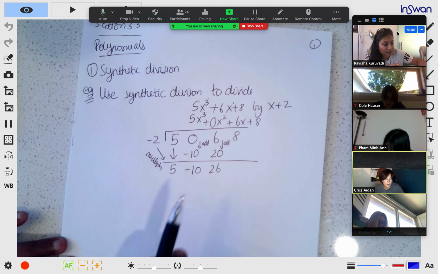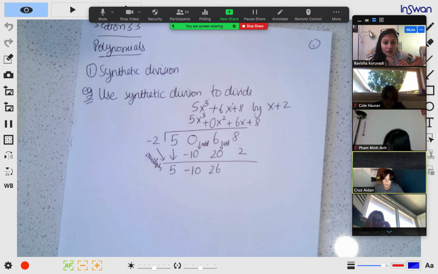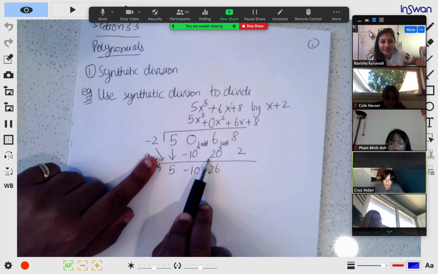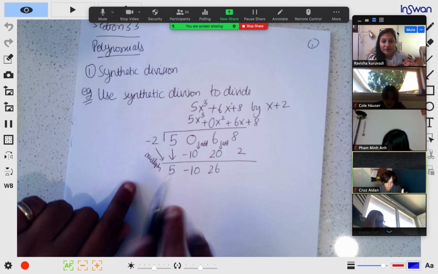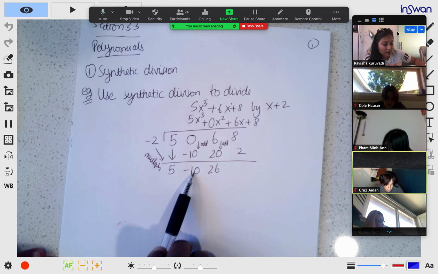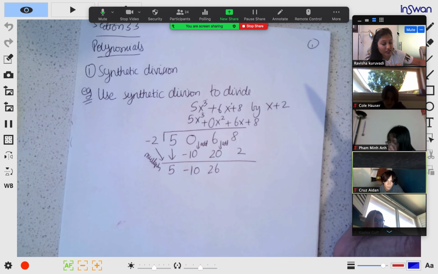Again, multiply. Wouldn't it be negative 20? No, negative 10 times negative 2 is positive 20. Oh, we're multiplying. Okay. We are multiplying, yes. With this term and this term we are multiplying, and like this we are adding. So you get here 26.